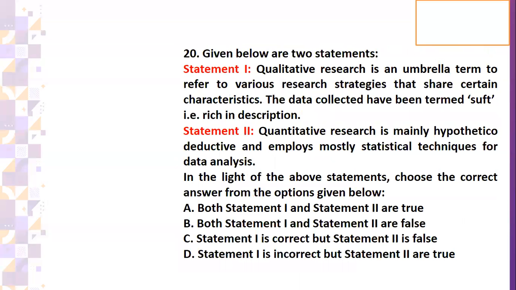Next is question number 20, statement and questions. Qualitative research is an umbrella term which refers to strategies where the data collected is rich in description. Whereas quantitative research is hypothetico-deductive and employs more statistical techniques for data analysis. So they are saying that qualitative research is an umbrella term, whereas quantitative research mostly uses statistical techniques.